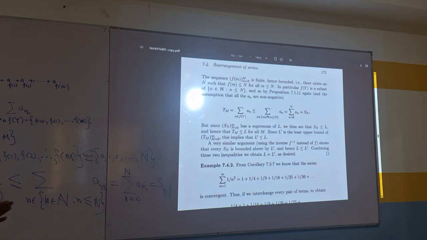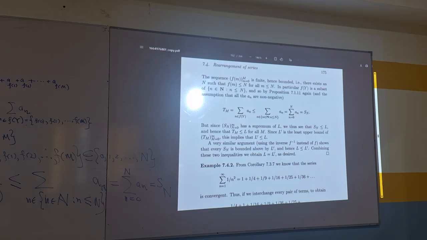Therefore, the supremum of Sn, the sum of the infinite series, is capital L. Therefore, Tm less than or equal to L. Therefore, the supremum of Tm is also less than or equal to L. That is, L dash less than or equal to L. We got this thing how? We began by saying fix capital M and put Y, then 0, 1, 2 up to M. That's how we started. We ended up with L dash less than or equal to L.